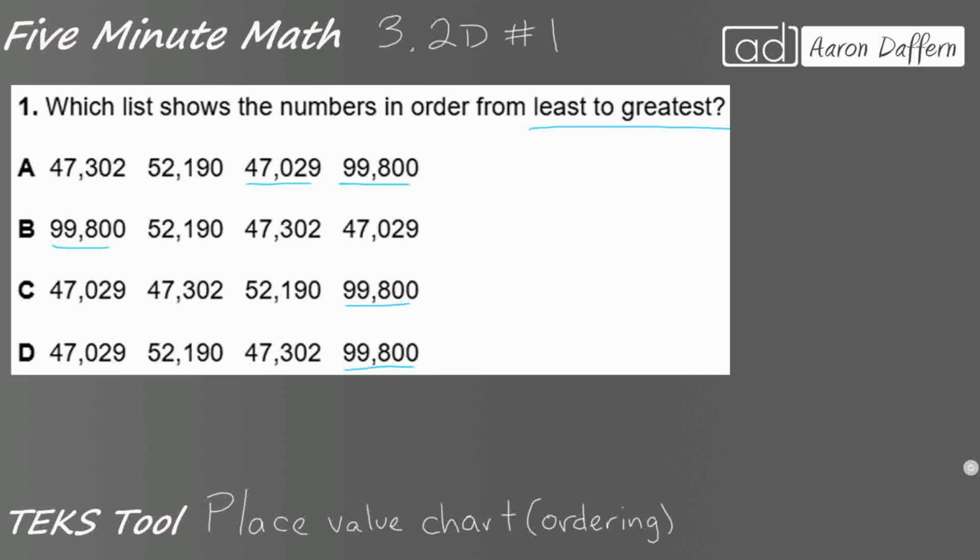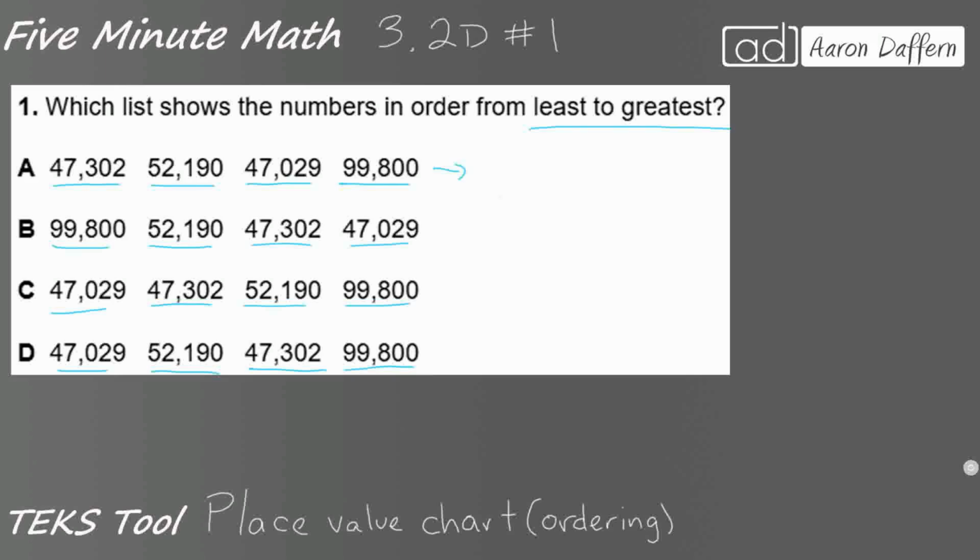Let's look at 47,029. All right, 47,029, 52,190. And then let's check our last one, 47,302. All right. Typically, they'll give you the same four numbers in different orders, but you always want to verify. It doesn't matter which one we do. Let's just go ahead and take this first one.